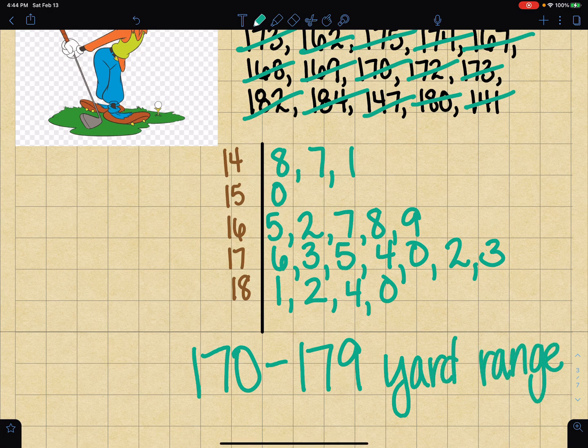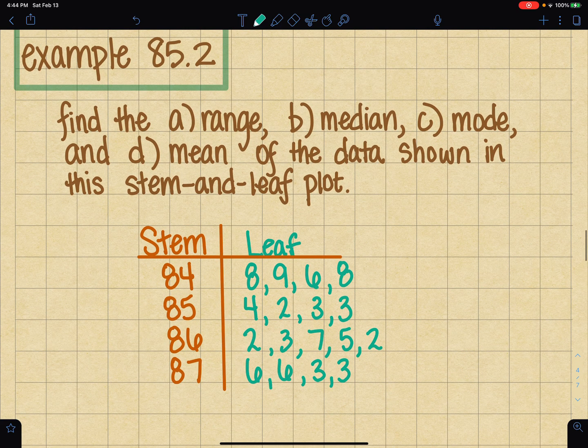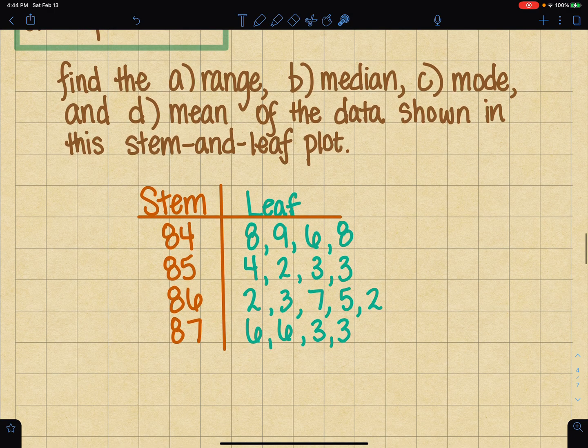Okay, cool. All right, let's jump to 85.2. Now, in this one, they give us the stem and leaf information right there. And they want us to find the range, the median, the mode, and the mean of the data shown in this plot. So the first thing I'm going to do is see, did they actually put it in order for me? And it looks like they did not. So we have to list it in order if we want all of this information.